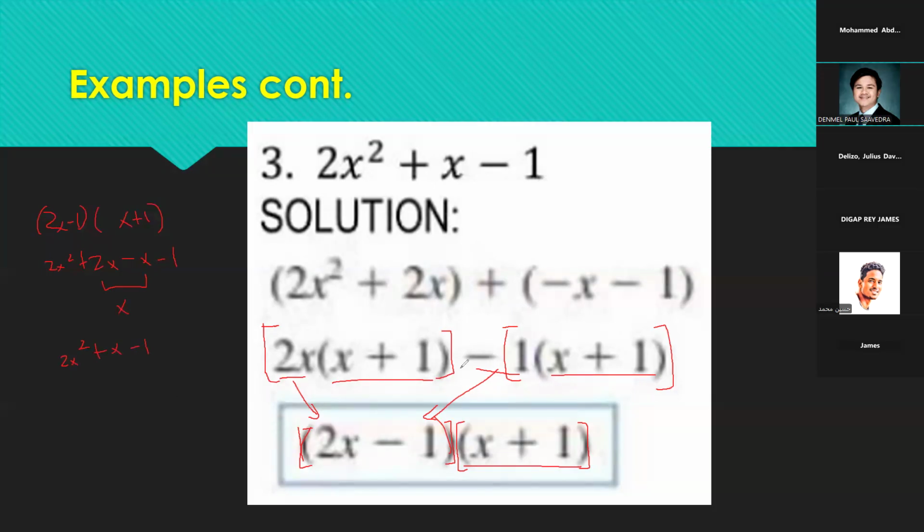Okay? So this one was already rearranged. But yeah, we could say that we could compare this to the original equation, which is correct. So therefore, 2x minus 1 times x plus 1 is a correct factor since it went back to the original equation.